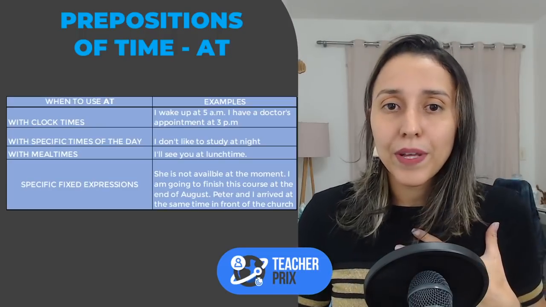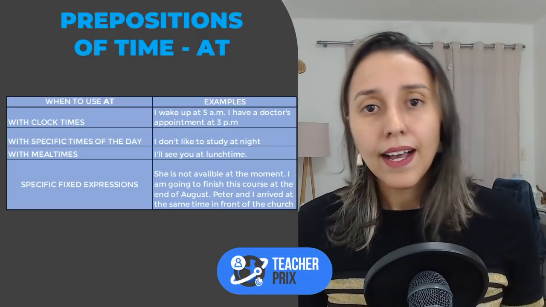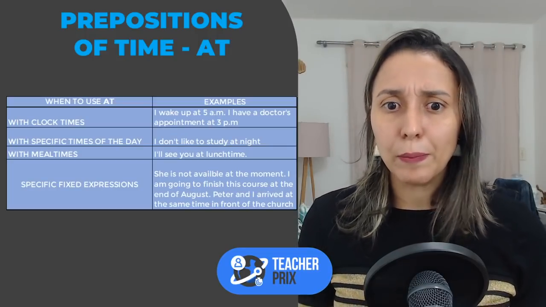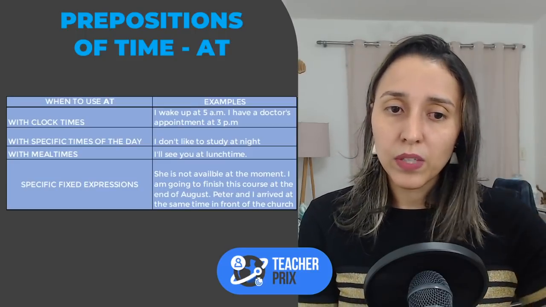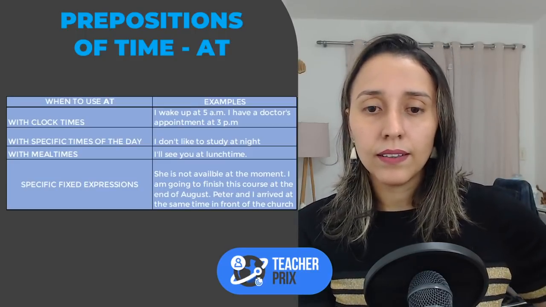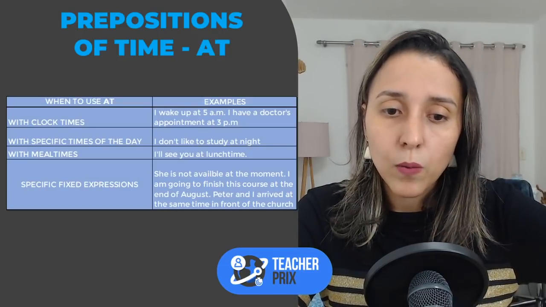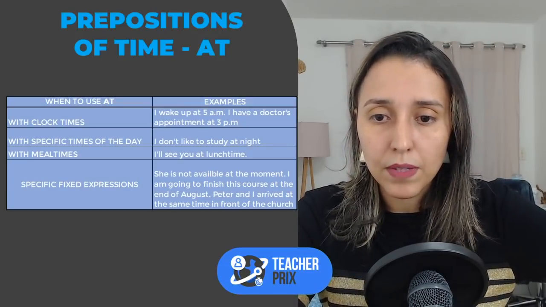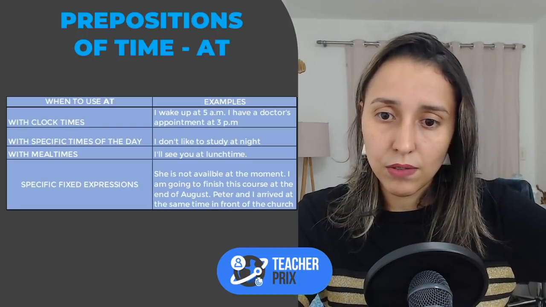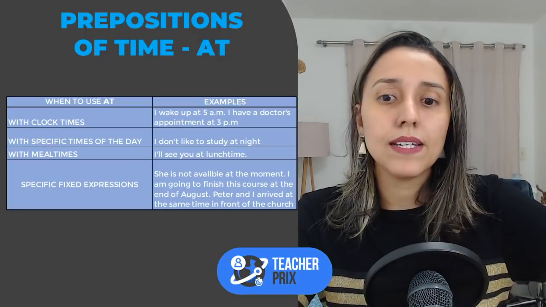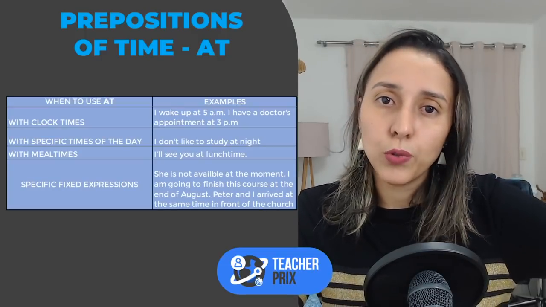Well, I wake up at 5 a.m. every day. Well, not every day, but mostly. Oh, this afternoon I have a doctor's appointment at 3 p.m. Or I had, because it's already gone. But with clock times, okay? You don't use the preposition "at" when you're talking about the time, when someone asks you about the time. If I ask you, hey, what time is it? You don't say "at". You say "it's". Hey, what time is it? Well, it's 10 a.m. It's 10 to 8 p.m.